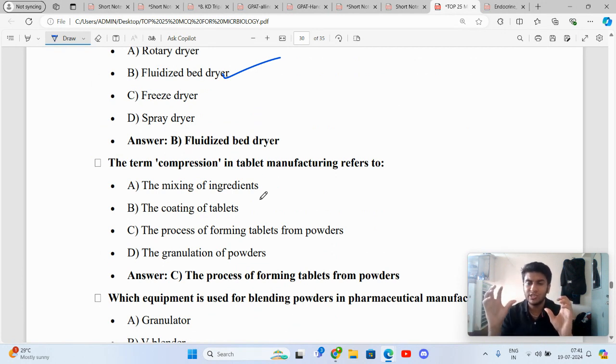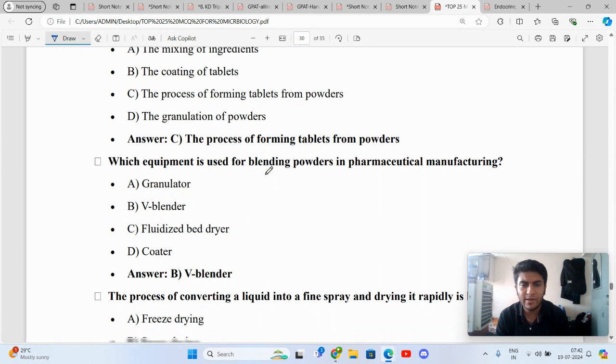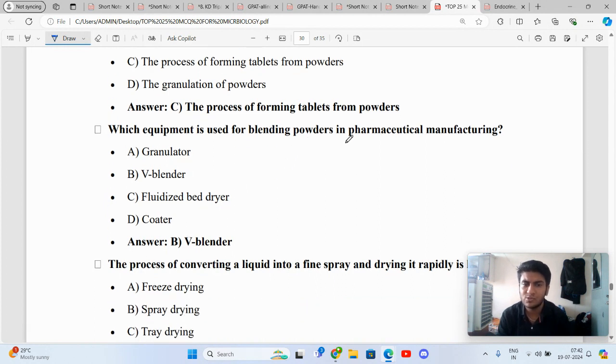Compression, compaction, and consolidation. So compression is basically the formation of tablets from powders. You're compressing powders in a die to form a tablet with the help of punches, upper punch and lower punch, right? So that the cam track guides the movement, and whenever there is a feed of the powder from the hopper, it appropriately gets into the die, gets punched, moves to the station, and then finally comes out as a tablet. Which equipment is used for blending powders in pharmaceutical manufacturing?